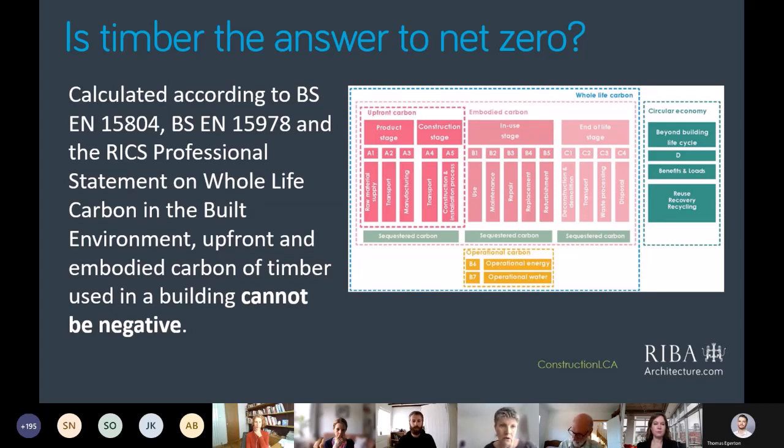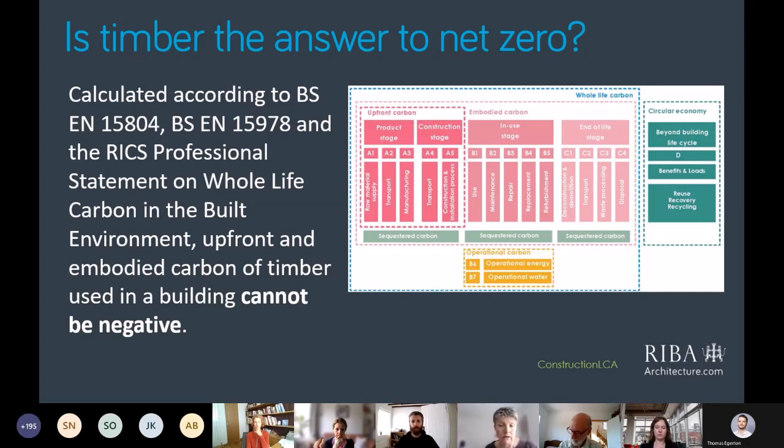So from that point of view, this carbon sequestration isn't the answer to net zero, other than using it as an offset, which is certainly possible. There are benefits from using timber, and that's because timber, certainly some timber structures, can have lower impacts than conventional concrete and steel structures.